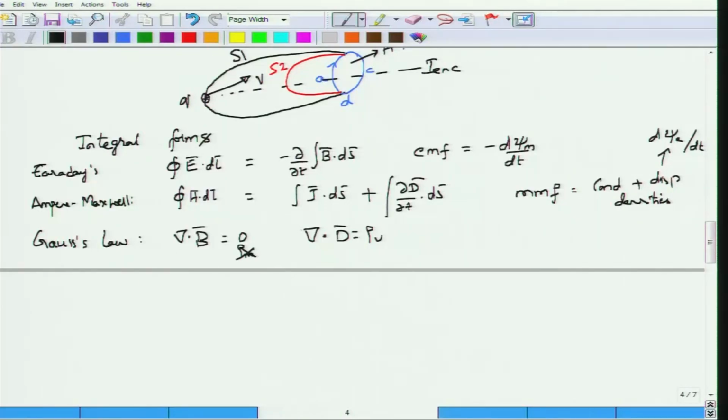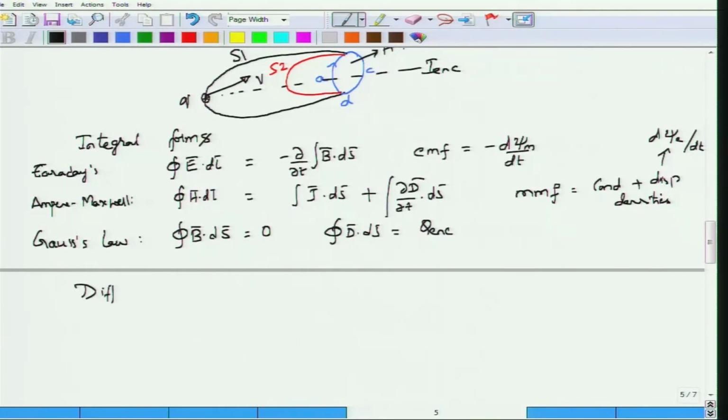However, charges are found in abundance, and charge density is related to the divergence of, oh, I am sorry, I was supposed to be writing the integral form. So let me write down the integral form for this. Integral form is B dot ds is equal to 0, integral of D dot ds is equal to charge enclosed, right, and the corresponding differential forms are, and in both cases whatever I was saying was essentially the same.